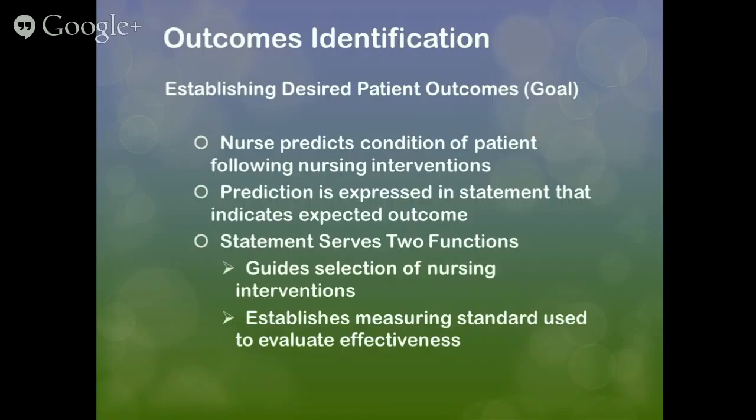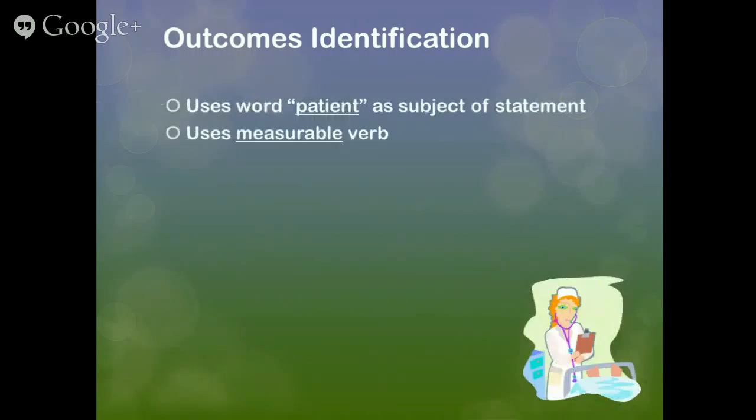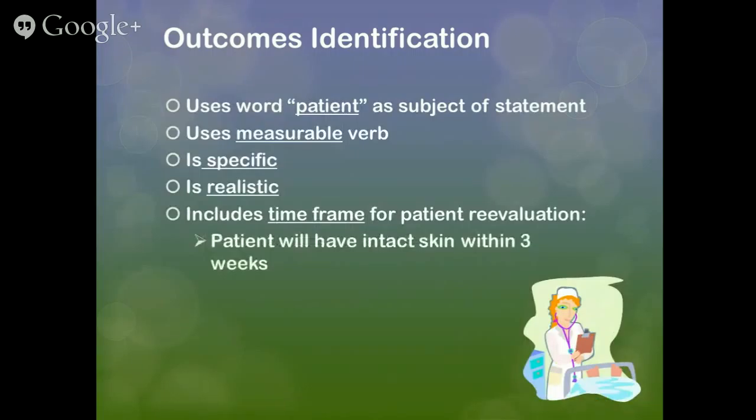So if your patient is totally confused, can't tell you their name, a goal for them would not be that by the end of the week they will identify ways to have a better nutritional intake. That's not going to happen. That's not realistic for your patient. And it must have a time frame. Without a time frame, you never know when to go back and reevaluate, so you'll never know how effective your interventions are.